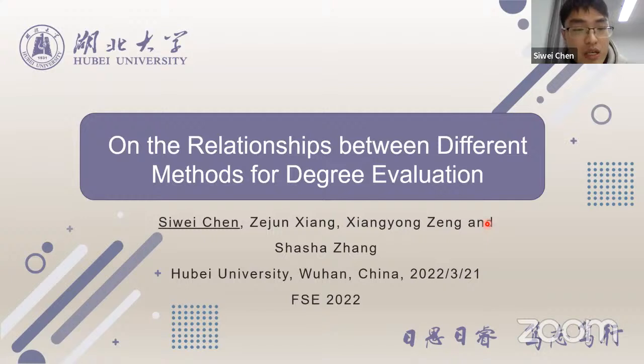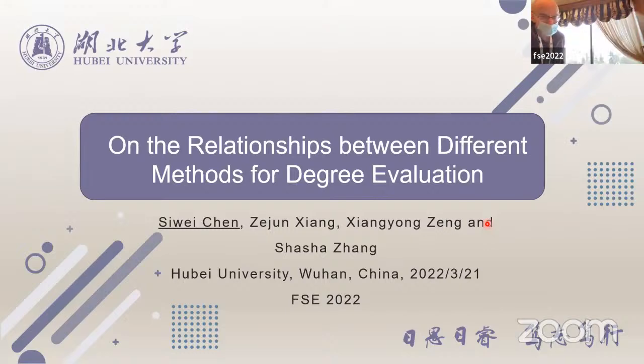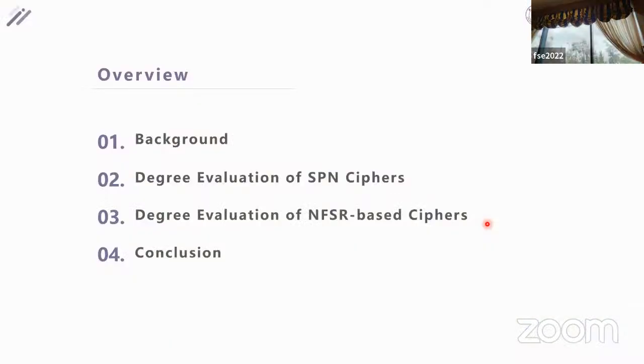Hello, everyone. I'm Seu Chen. The title of this report is on relationships between different methods for degree evaluation. This is joint work with Zhejun Xiang, Qiang Yongzhen, and Xiaoshao Zhang. Our report is composed of 4 parts. First, we will give a brief introduction on the background of our work, and we then discuss the degree evaluation of SPN and NFSR-based ciphers in part 2 and part 3. Finally, we will conclude our work in part 4.